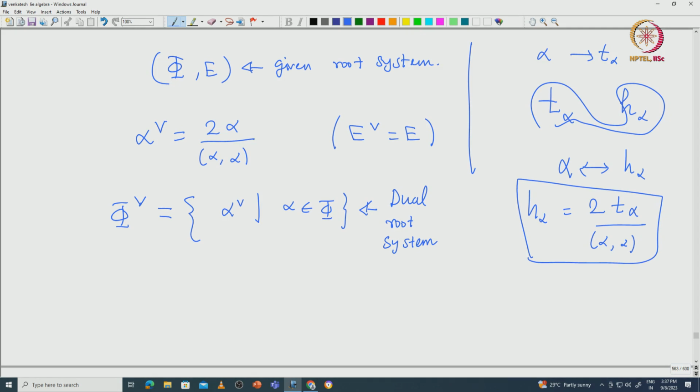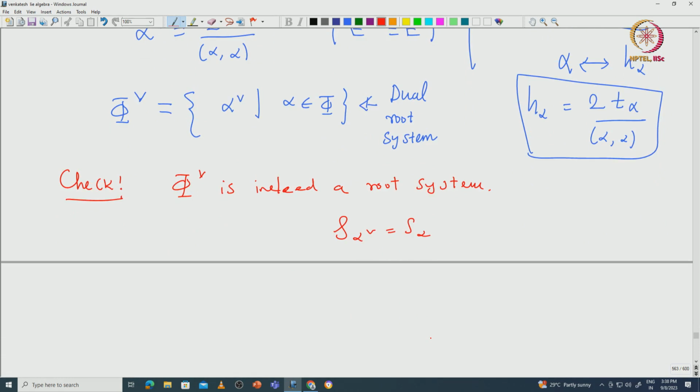It is actually elementary to check, so I will leave it to you to check that Φ check is indeed a root system. You have to check all the properties of a root system. For example, 0 is not there, and the only multiples are plus or minus α check, and the Cartan numbers must be integers. If you calculate the Cartan numbers, you can see that they have a close relationship with the Cartan numbers of the original root system. And again for reflections, it is easy to see that S_α check is equal to S_α. In particular, one can naturally identify the Weyl group of Φ check with that of Φ. Using this, we can identify Φ with Φ check.